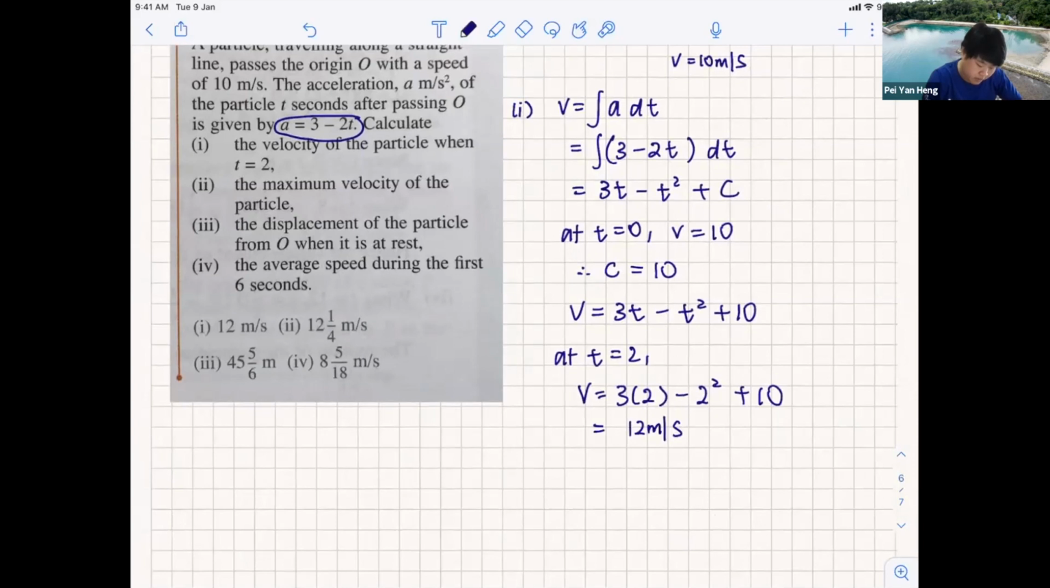Okay, next, maximum velocity of the particle. Now, think of this as maximum value of v. Okay, when does maximum value of v occur? This happens when dv/dt equals 0. It's a stationary point. Okay, and so which means we are looking at a equals 0.